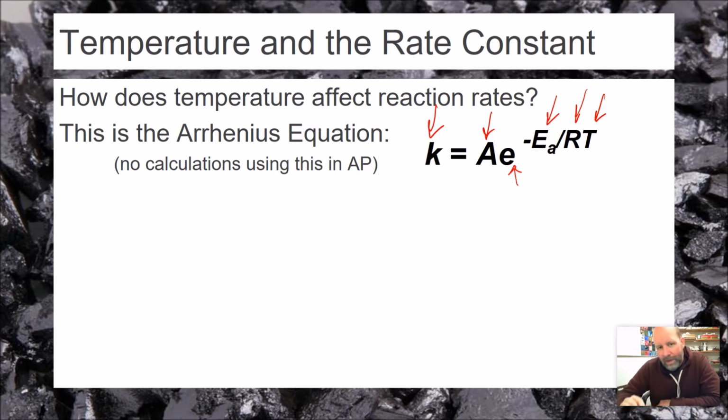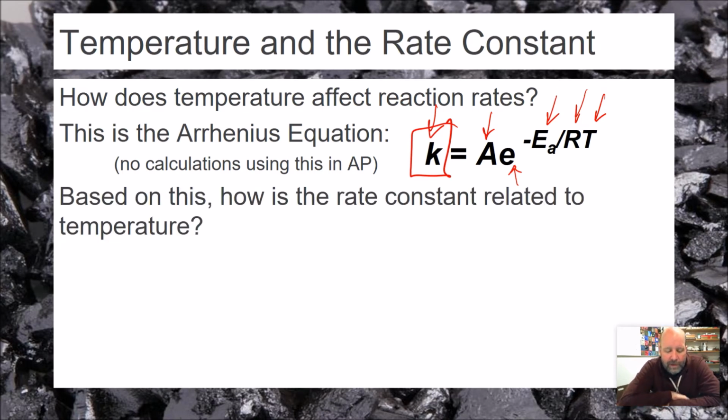So you don't have to do any calculations with this. You could. It wouldn't be hard. You just plug it into your calculator. But what you do need to see is how K is affected by some of these things. So based on this, how is the rate constant, that's K, related to temperature? Well, you can see what temperature is going to be like here.